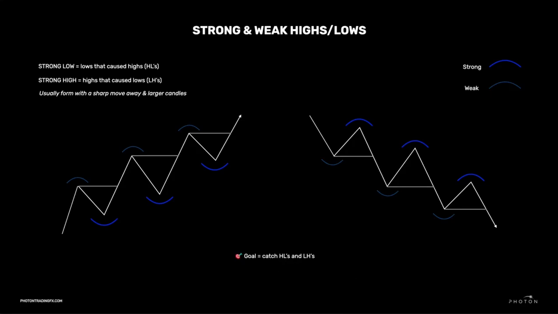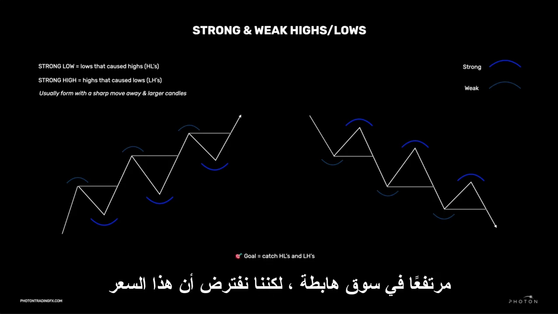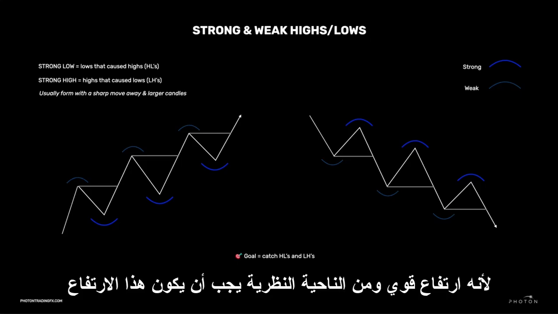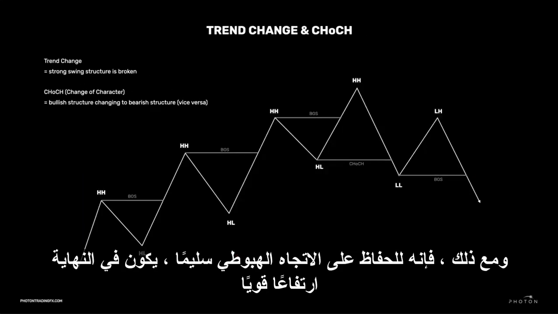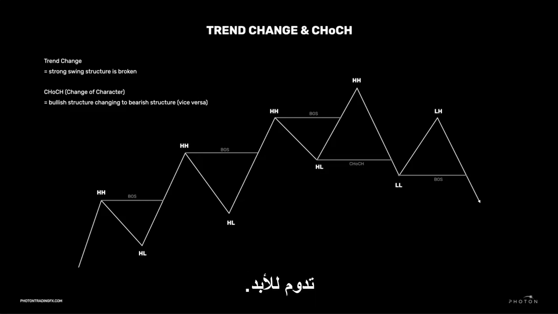Now price can pull all the way back up to that swing high, that lower high in a bearish market, but we run with the assumption that price will not trade higher and will not close above that swing high, because it is a strong high, and in theory that high should be protected to keep the bearish trend intact. However, eventually a strong high or a strong low will of course be broken, because trends do not last forever.